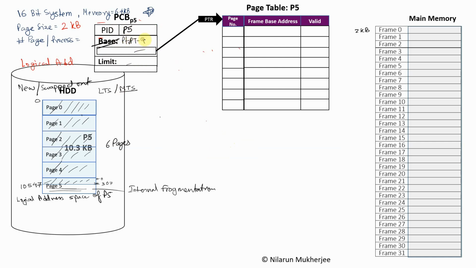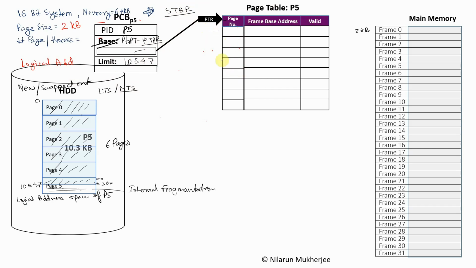So the PCB of P5, instead of having a base field, will have a pointer to page table. It is called PTBR. In segmentation, it is STBR, segment table base register, and it is the page table base register that points to the base address of the page table. And here limit will be the same. This is not of any use now. Limit is this. Now the page table will have these entries.